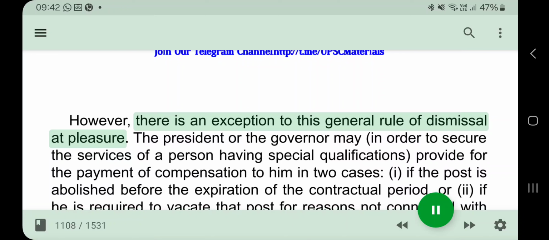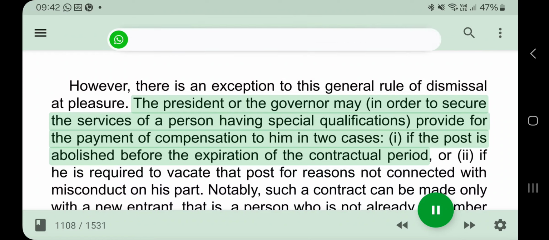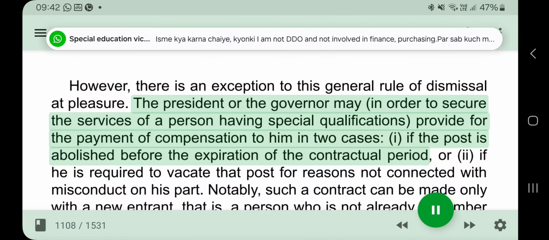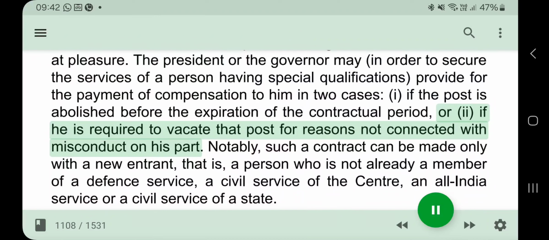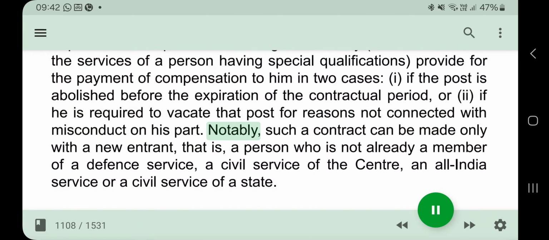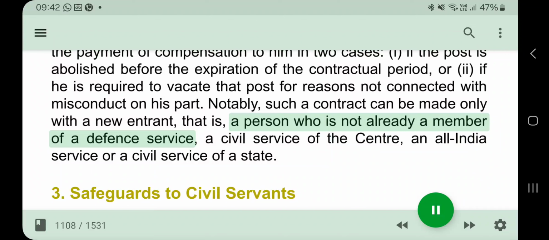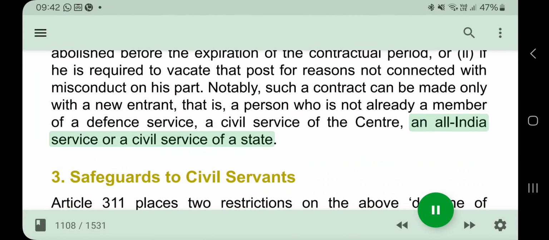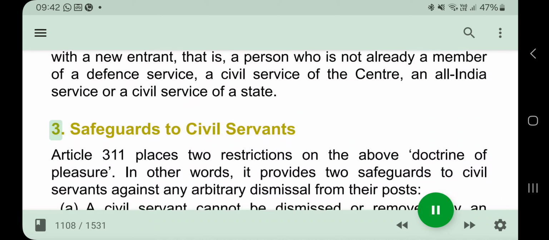However, there is an exception to this general rule of dismissal at pleasure. The president or the governor may, in order to secure the services of a person having special qualifications, provide for the payment of compensation to him in two cases: (i) if the post is abolished before the expiration of the contractual period, or (ii) if he is required to vacate that post for reasons not connected with misconduct on his part. Notably, such a contract can be made only with a new entrant, that is, a person who is not already a member of a defense service, a civil service of the center, an All India service, or a civil service of a state.